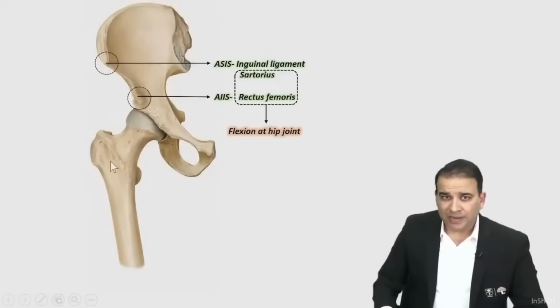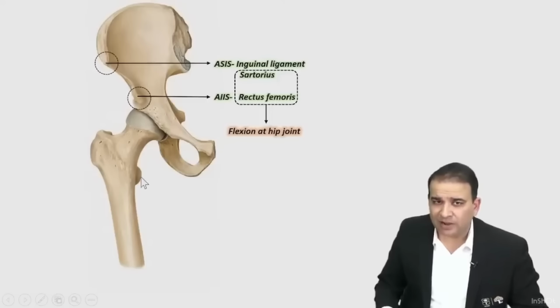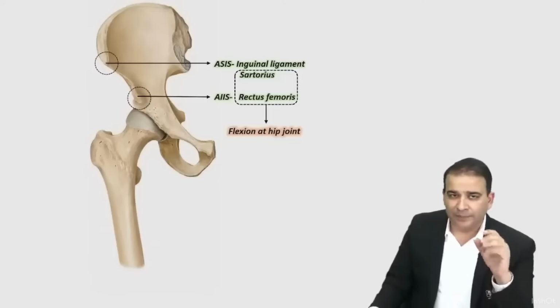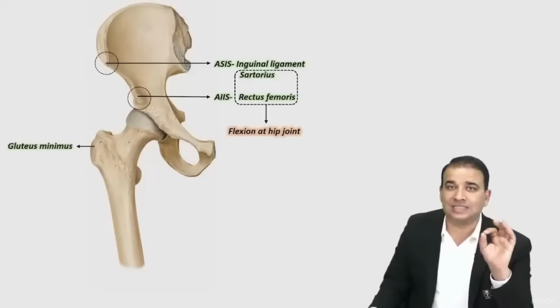What do you see over there? You can see the greater trochanter. Lesser trochanter can be appreciated better from the posterior view. I'll show you in the next picture here. Greater trochanter, anteriorly, the anterior surface of the greater trochanter gives attachment to the gluteus minimus muscle, guys.